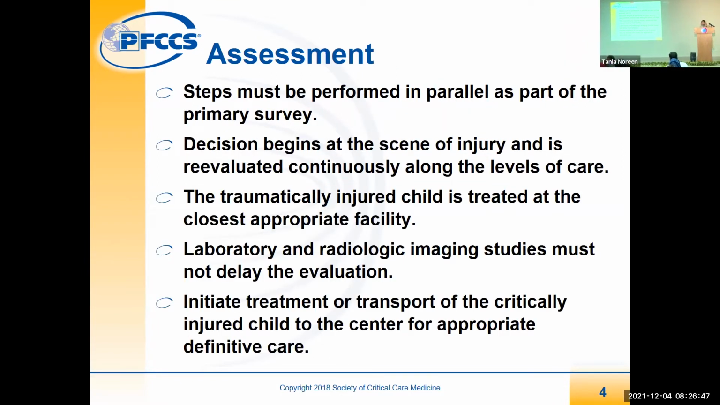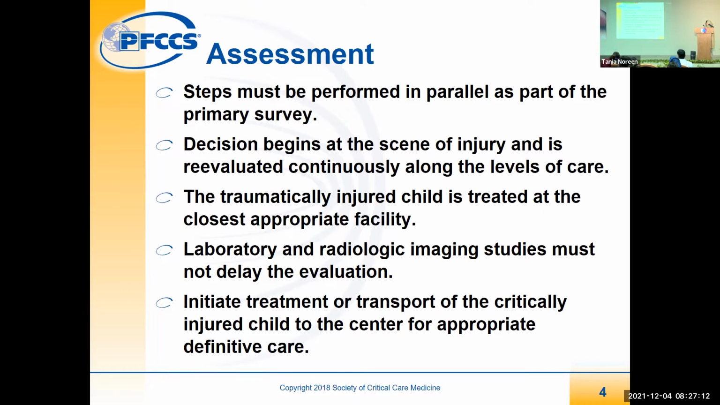So assessment steps must be performed in parallel as part of the primary survey. In the primary survey, you detect and then you intervene and then you reassess. So you have to do the monitoring as well as the care along with that, and these two should be done simultaneously. The assessment begins at the scene of the injury and is re-evaluated continuously along each level of care. This is really important.